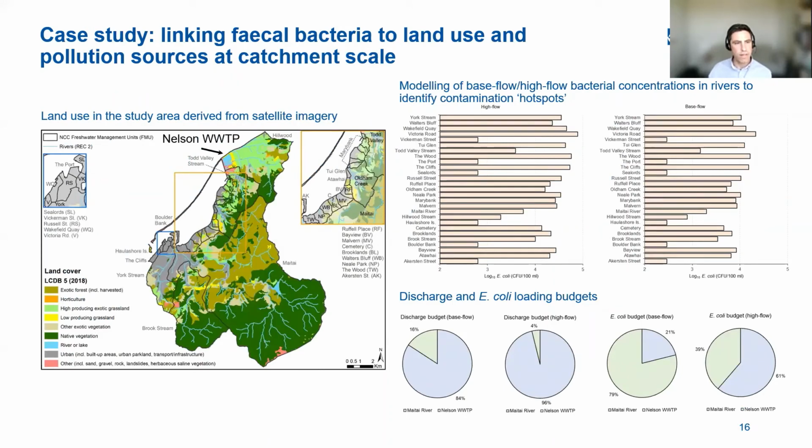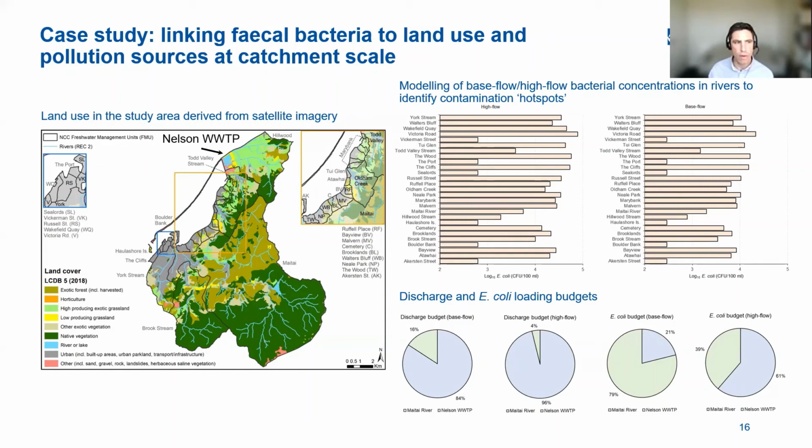So we used this phased approach in a recent study that we conducted for the Nelson catchment, where we looked at long-term rainfall, river flow, land use, and microbial data for subcatchment areas, representing a range of land uses, and these are shown on the map on the left. We correlated the E. coli concentrations that we found in water samples from a set of sites across the catchment, representing the different land uses, to find the hotspots of contamination.